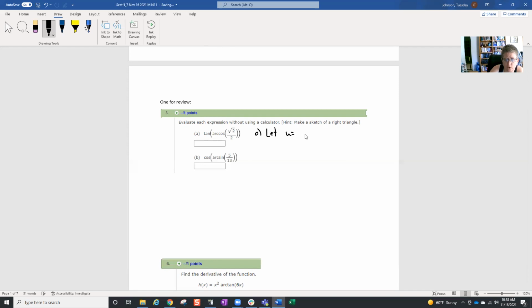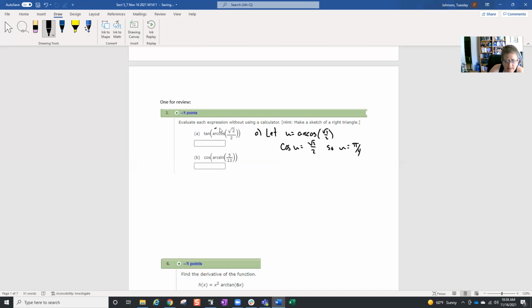I'm going to let U be the arc cosine of the square root of 2 over 2. Then the cosine of U, if we take the cosine of both sides, is square root of 2 over 2. So we know that U must be pi over 4, because you all know your unit circles. Cosine and sine are both square root of 2 over 2 at pi over 4, so we know this U value is pi over 4.